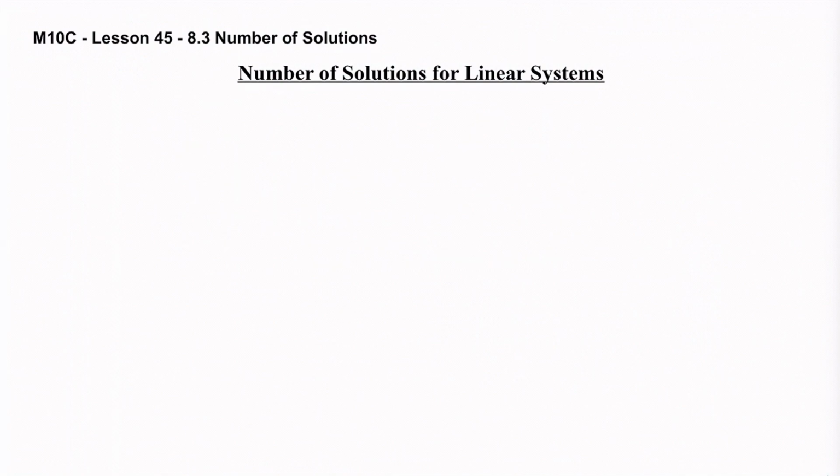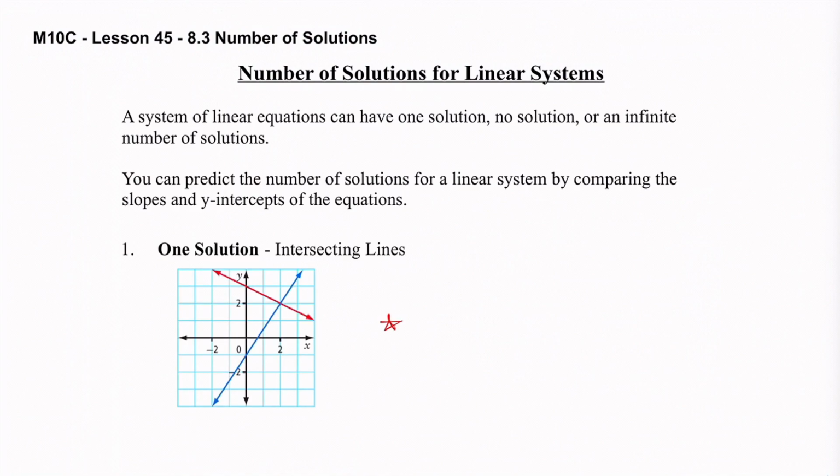So just brainstorming, we found there are going to be 3 types of solutions. You could have no solutions, 1 solution, or infinite solutions. So that's what this says right here. A system of linear equations can have 1 solution, no solution, or an infinite number of solutions. And we can actually find out how many solutions we get without even drawing the whole graph. So it says you can predict the number of solutions for a linear system by comparing the slopes and the y-intercepts of the equations.